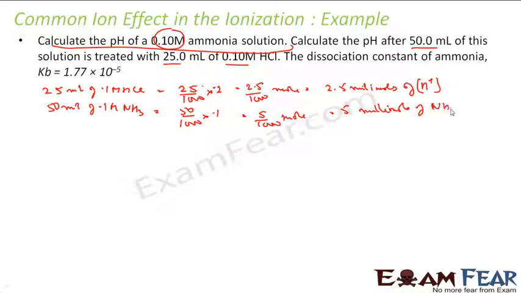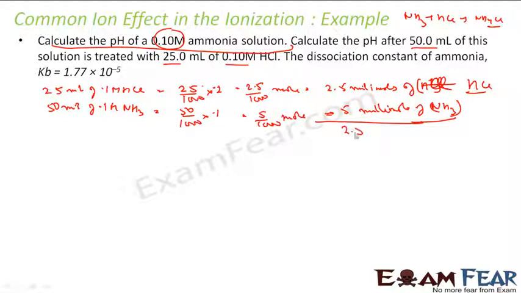of NH3. So NH3 plus HCl, it's a neutralization reaction. This becomes NH4Cl, right? So that means I have 5 millimoles of NH3 and 2.5 millimoles of HCl. So this neutralization reaction will happen and we'll get only 2.5 millimoles of NH3 net. Why? Because we had 5 millimoles of NH3, out of that 2.5 millimoles consumed by HCl.